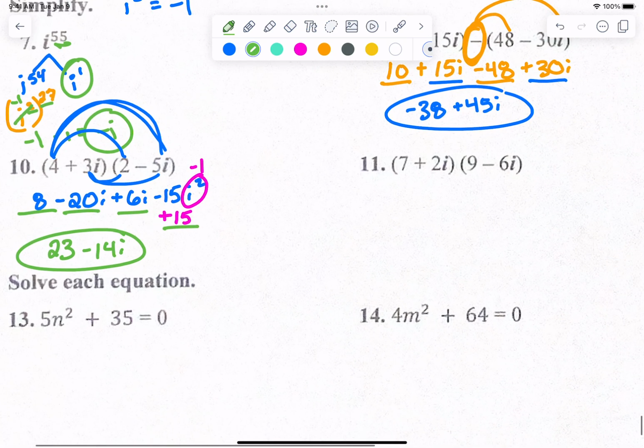All right, you do 11. You try 11. I'll give you a head start. Go. Try to see if you can figure it out. Oh, shoot. I didn't give you one. You should have hollered and said, come on.